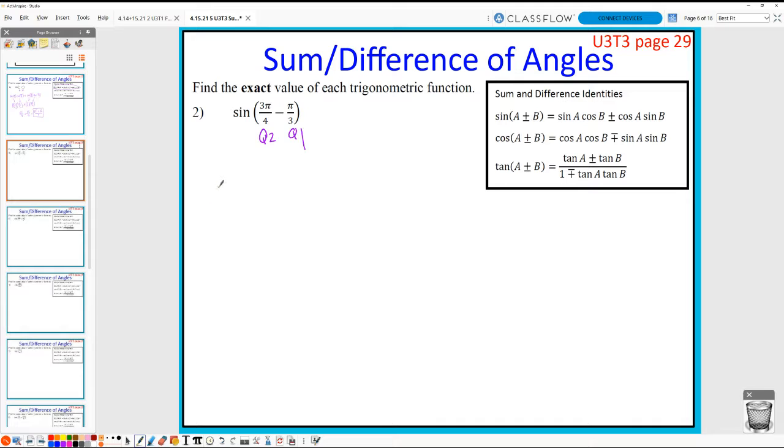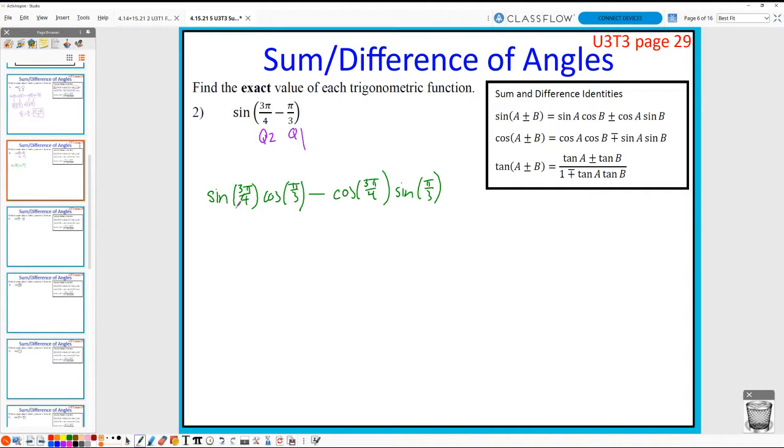So sine of the first angle, so sine of 3 pi over 4, cosine of pi over 3. Be careful, this is not negative pi over 3, it's just pi over 3. The sign here will stay the same. This is staying the same. So minus will be minus cosine of my first angle, sine of my second, pi over 3.